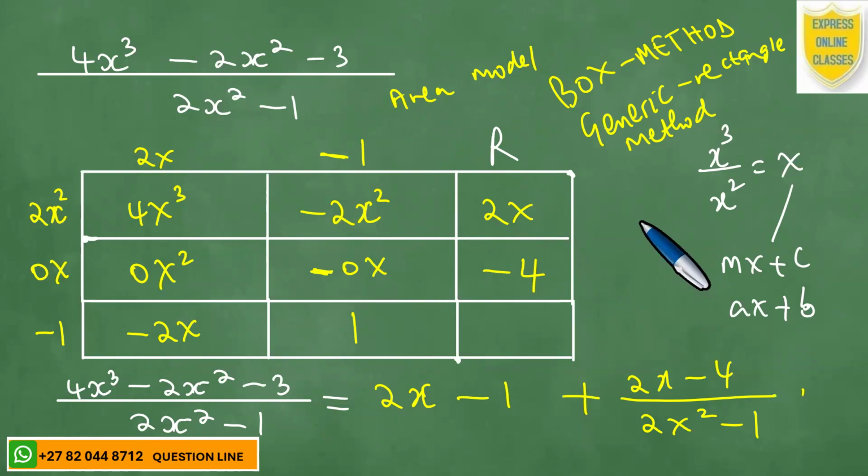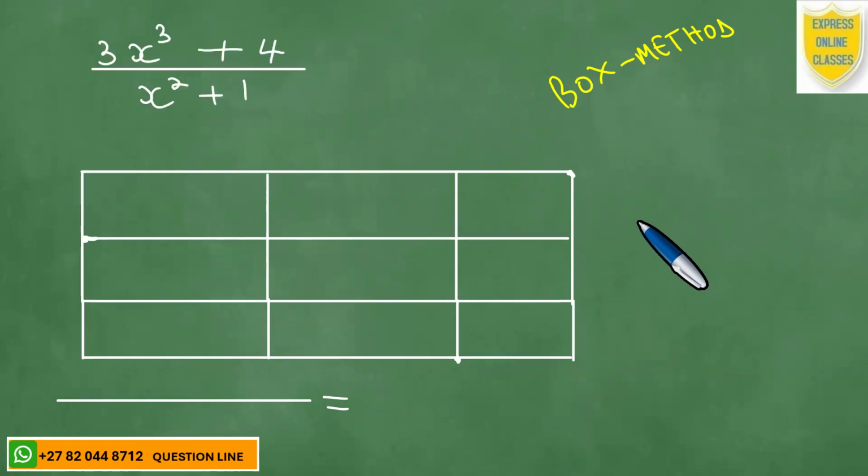Let us look at one more little problem next. Next little example that we're going to discuss. All right, we have 3x cubed plus 4, all divided by x squared plus 1. At this point, we have exactly 3x cubed plus 4, all divided by x squared plus 1.